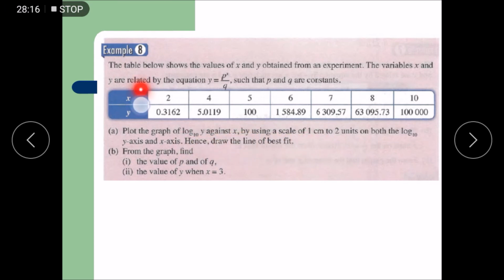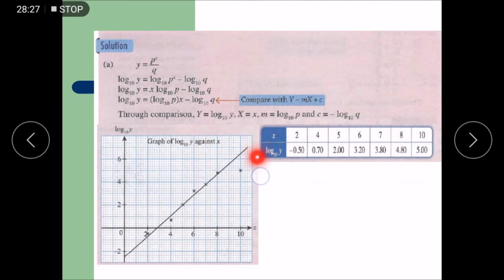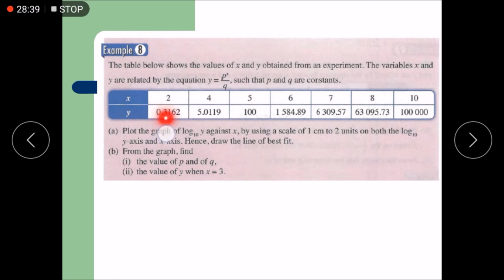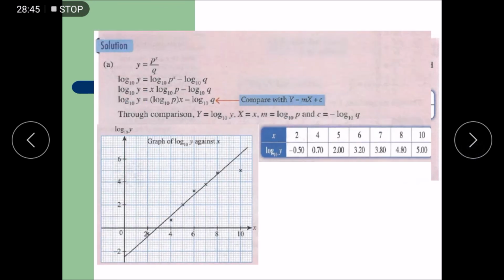And then they give you the table of x and y. But when they want you to plot the graph, it's not x and y anymore, it's log y against x. So in your table, you have to find the values. Sometimes when you find log y, the y you take from the question, y is 0.3162. So log 0.3162, you get negative 0.50 and so on. We just take 2 decimal places, and then from these values, the new table that you have come up with, you draw another graph.